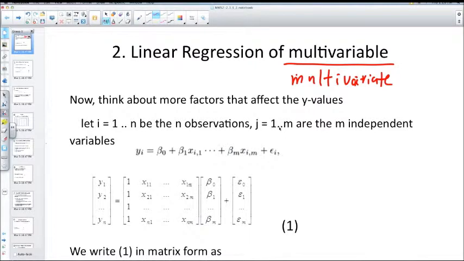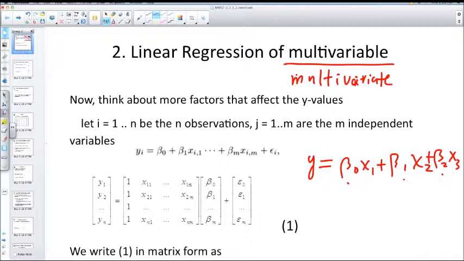You have the relationship like y equals beta 0 plus beta 1 x1 plus beta 2 x2. And if you want to add another variable, let's say the temperature. In the winter, of course, they consume more food. In the summer, they consume less. Then you might add the beta 3 x3.